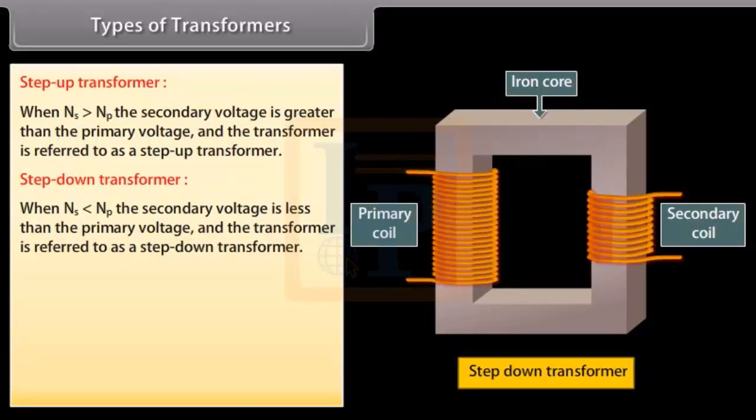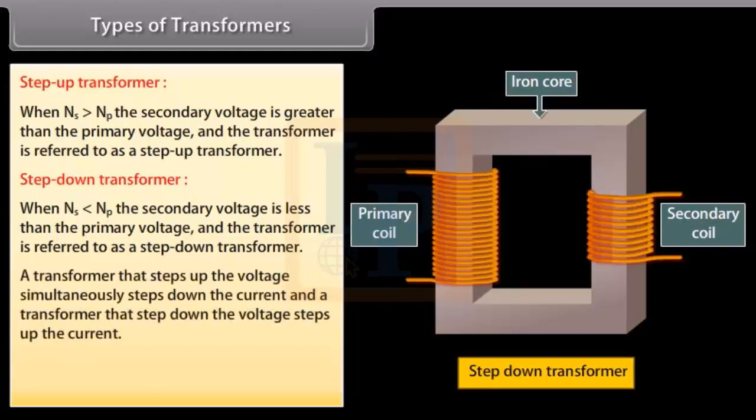transformer. A transformer that steps up the voltage simultaneously steps down the current, and a transformer that steps down the voltage steps up the current. IS by IP is equal to VP by VS is equal to NP by NS.